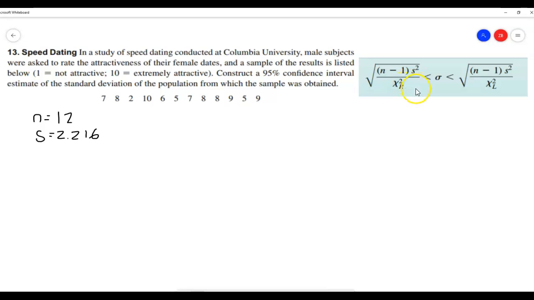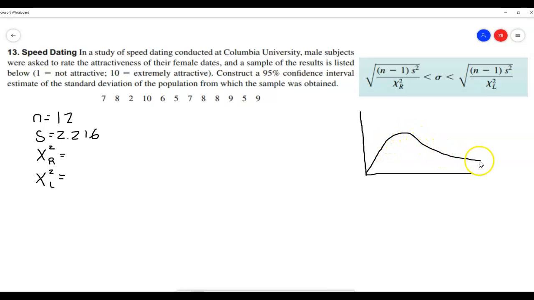Now, all I really need left is my chi-square right and my chi-square left. So chi-square right, what is that value equal to? And my chi-square left. So here's where I need to know my table and how to look this up. Remember, we need to read the chapter to learn a little bit about the chi-square distribution, but it's this non-negative right skewed distribution that kind of looks like this, right? So it's right skewed, it's non-negative, so it starts here at 0 and it goes through all positive values.